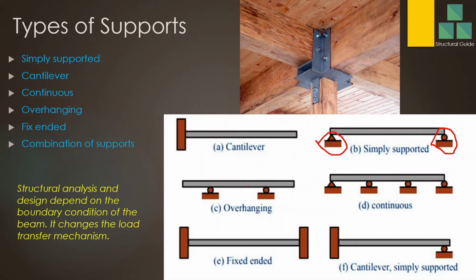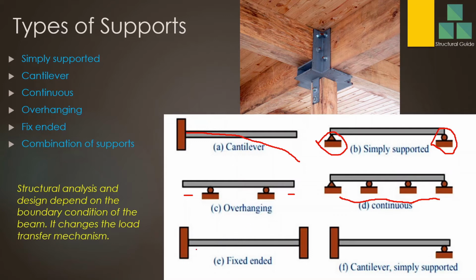Then cantilever beam. In cantilever beams, we have a fixed end. No rotation at this end, only the beam deflects like this. These kinds of beams are called cantilever beams. Continuous beams, these are the continuous beams. Here you can see the beam continues over the supports. Overhang beams, as the name implies, we have overhangs there. So those beams are called overhang beams.